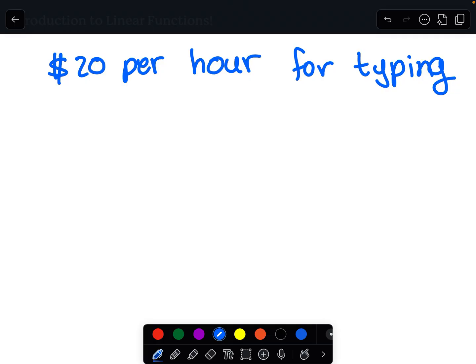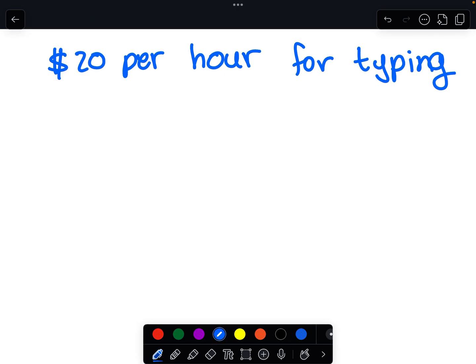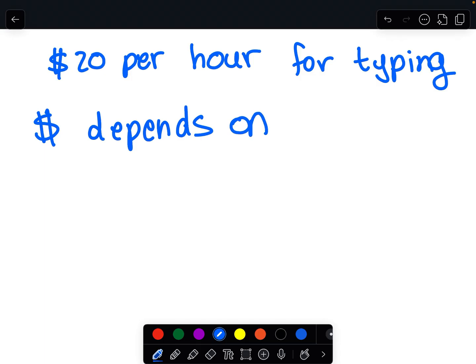Now, this is actually an example of a linear function. And one key thing to notice is that one thing depends on something else when we are thinking about linear functions. So in this case, the amount of money I earn depends on how much I type. Actually, I should write depends on hours I type. So money depends on hours.